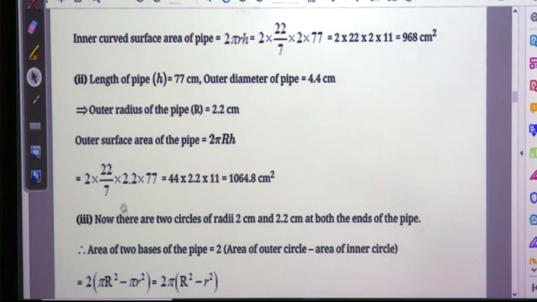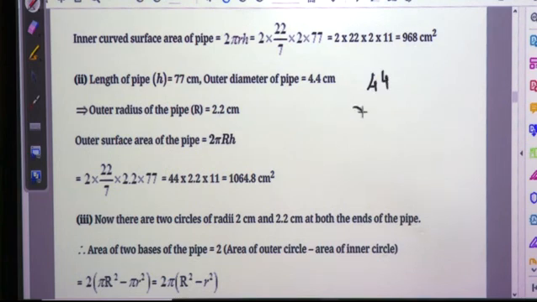Means this becomes 7 1 ja 7, 7 11 ja 77, and 2 into 22 is equal to what? 44. 44 into 2.2 into 11. So, how much we are getting? After doing the multiplication of 44 into 2.2 into 11, we are getting 1064.8 centimeter square. We shall do one thing, we shall see the multiplication here.